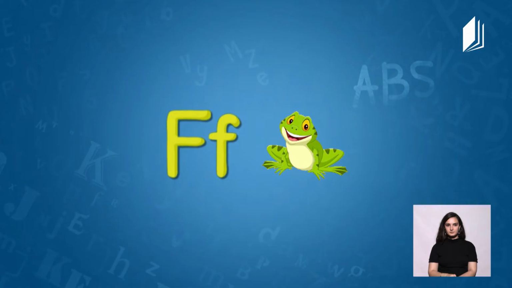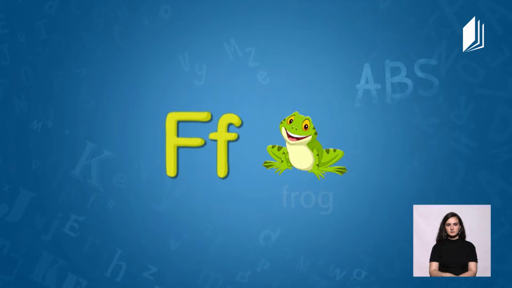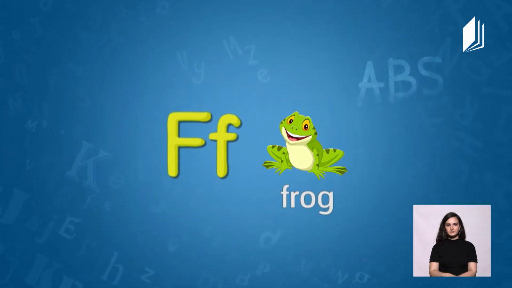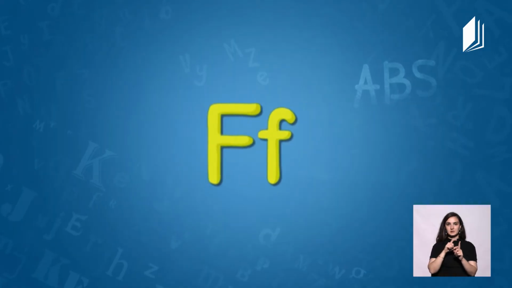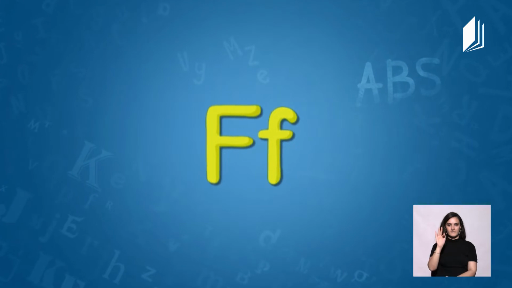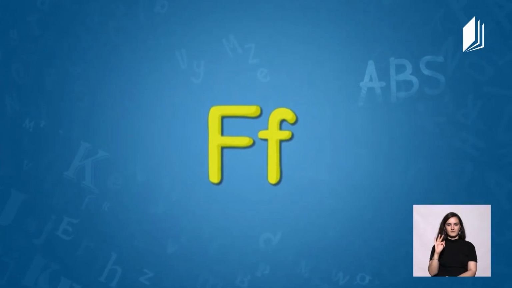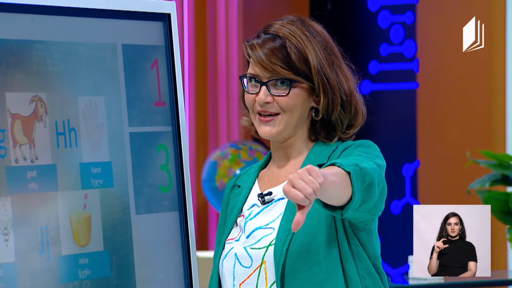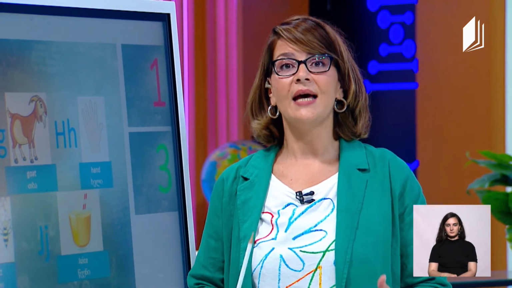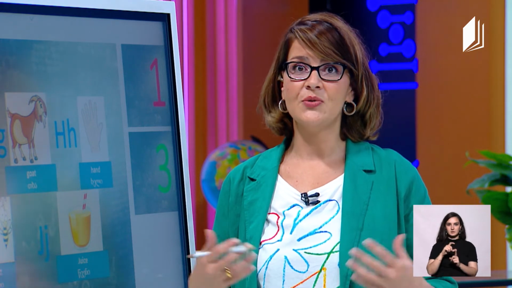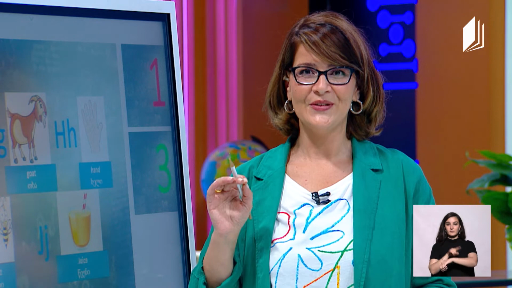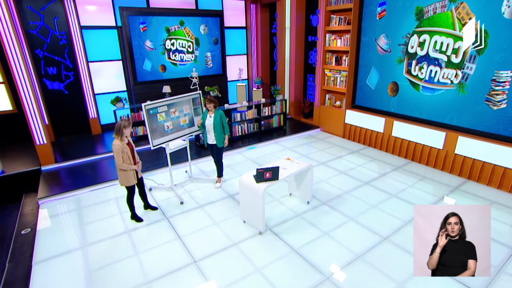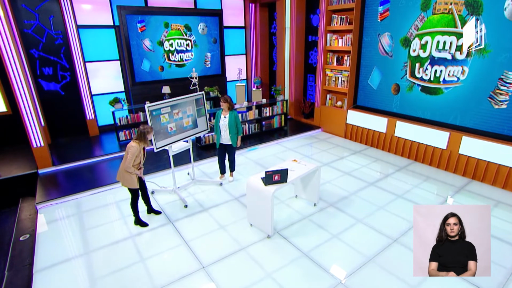What is it, Miss Amanda? Oh, it's a little frog. Frog. And the first letter for this word is F. Capital F and small f. In the alphabet it is F, but in the word we just pronounce this letter as F. Soft F. Frog. Please repeat. Good. Next one.